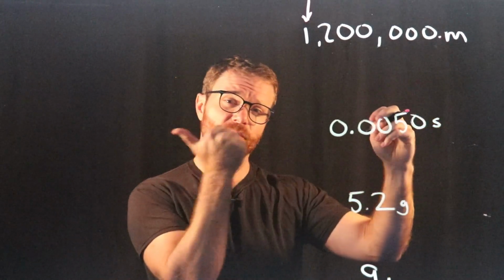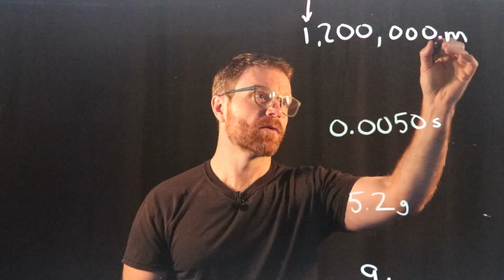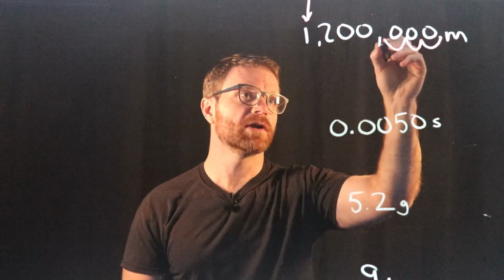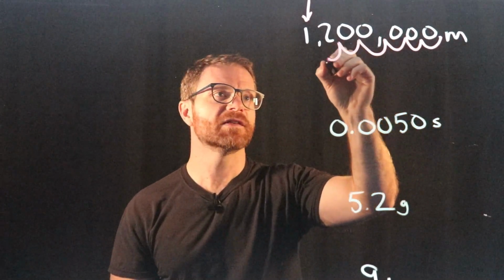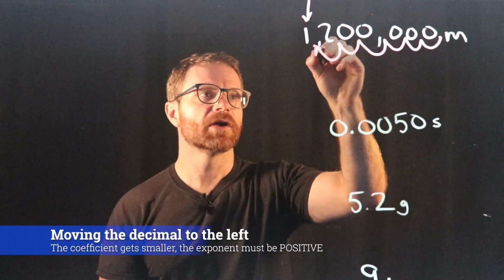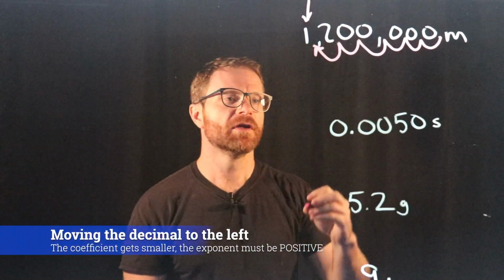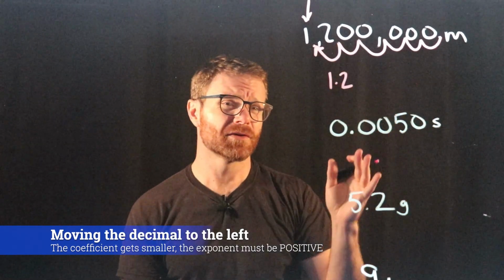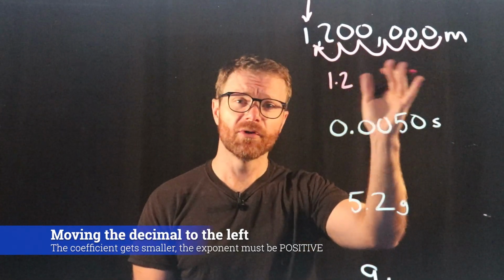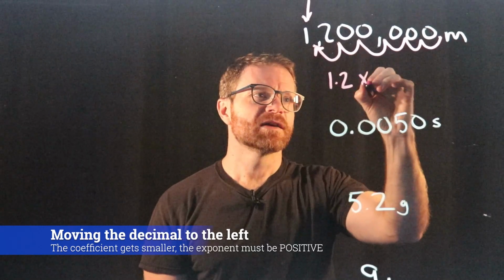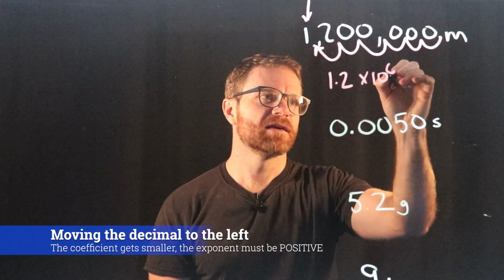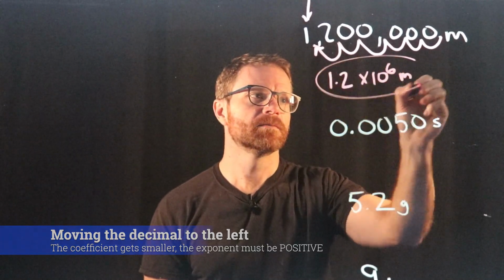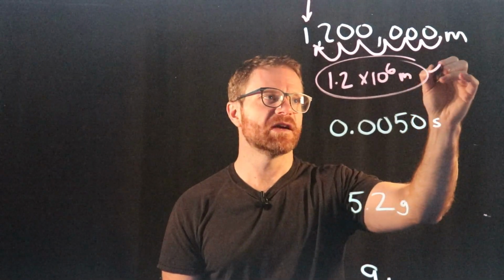So we're going to move the decimal point the other way now, to the left. We're going to go 1, 2, 3, 4, 5, 6, and there we go. It's right after the 1. So we end up with 1.2, and then you can either include these zeros or not include these zeros, depending on what you know about significant figures, times 10 to the 6th meters. And now this number is in scientific notation.